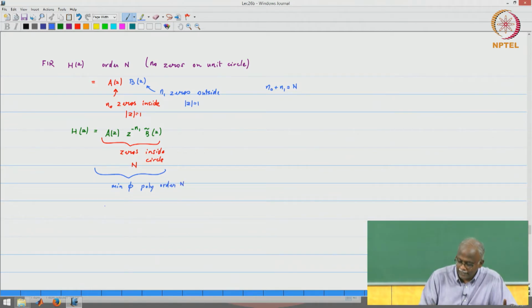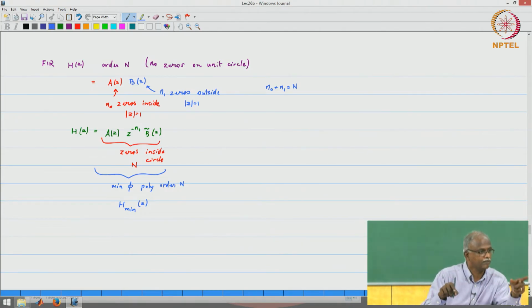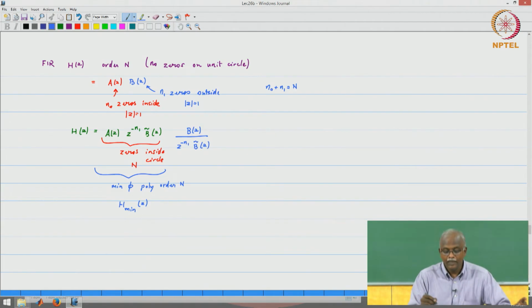In fact, we could write it as H min of Z. Why can I write it as H min of Z? It has the same magnitude response as H of Z, but it has all the zeros inside the unit circle. Am I correct in making that statement? Because the paraconjugation gives you, on the unit circle, the conjugate response. So this won't be equal to H of Z. I haven't finished that. I would have to now write the remaining part, which would be B of Z divided by Z to the power minus n1 B tilde of Z.